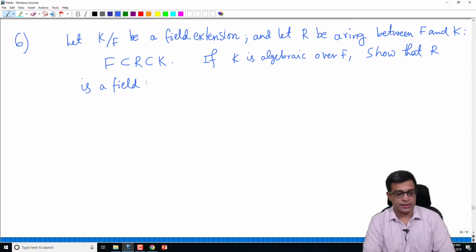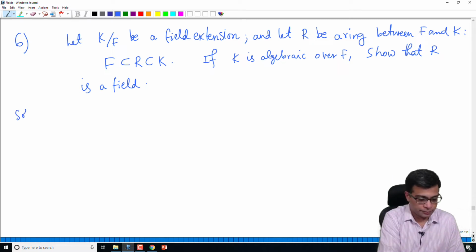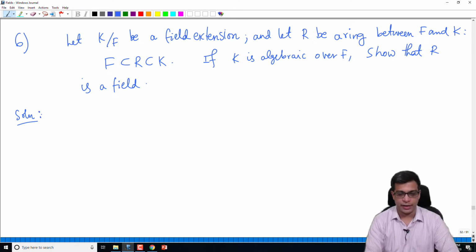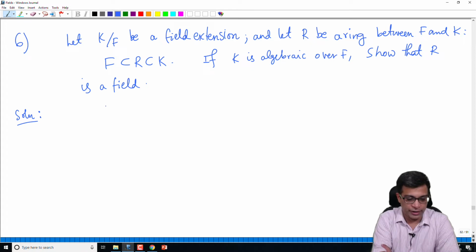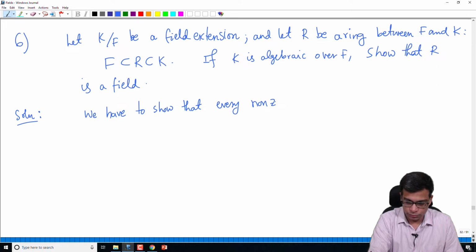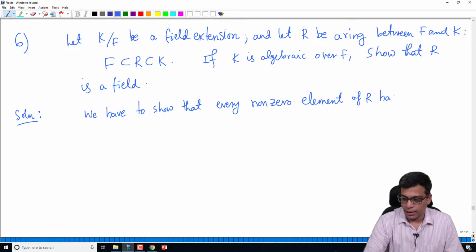Okay, so this exercise says that if you have an algebraic extension, any ring in between is automatically a field. This is a simple solution, but it's a very nice statement. It says that any ring in between two fields, when the bigger field is algebraic over the smaller field, is automatically a field. What do we have to show? We have to show that every non-zero element of R has a multiplicative inverse.